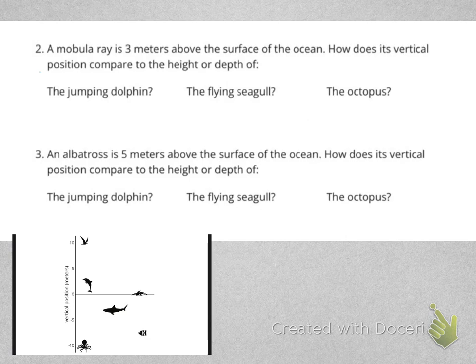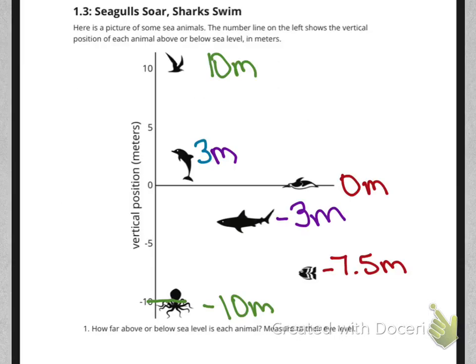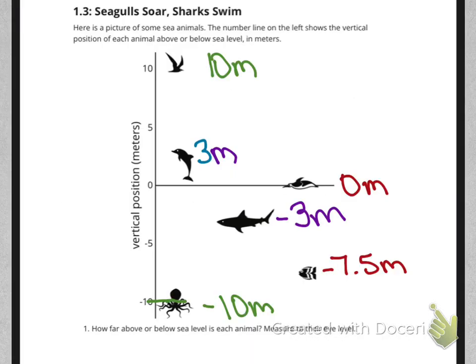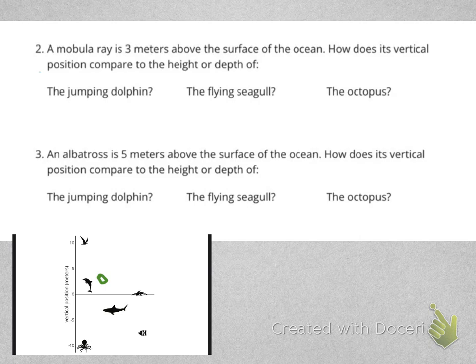So, number 2, he's 3 meters above the surface of the ocean. Alright, so he's going to be somewhere close to the dolphin, because we estimated the dolphin to be at 3 meters. Okay, so he's going to be lined up right by the dolphin, and I cannot draw a ray, obviously, so I'm just going to put a little circle by my dolphin. If we estimate our dolphin to be 3 meters above sea level, that means our ray is going to be in the same position. So I'm going to put the same.